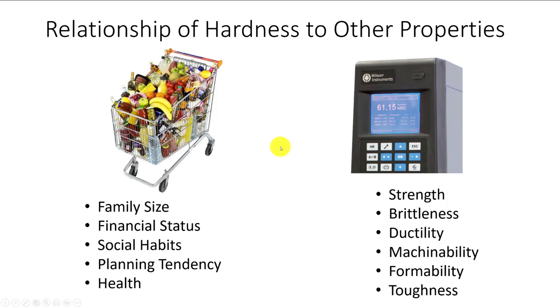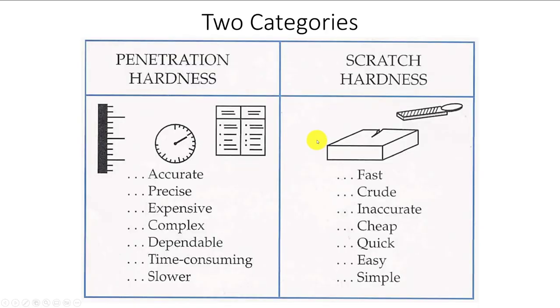So let's talk about the relationships of hardness to properties. If I was to go to the grocery store and look at somebody's cart, I might could estimate their family size, their social habits, a lot of different things about that family. Likewise, if I look at the hardness results on a material, I can get the strength, the machinability, all these different aspects and properties related to that material. So this is going to be a real powerful tool in this course in terms of understanding the properties.